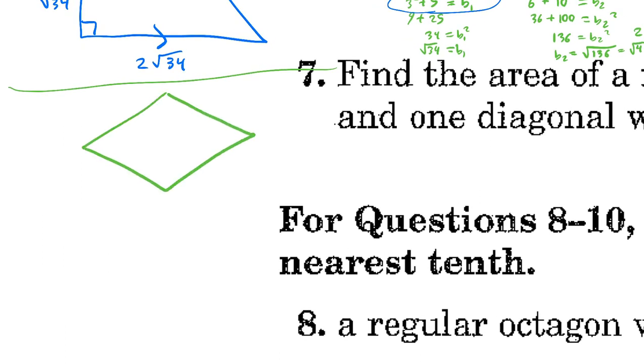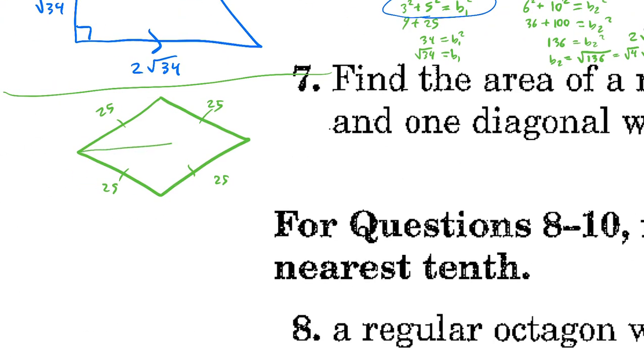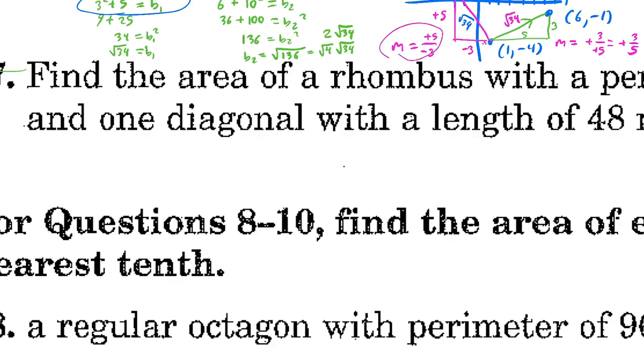But there's 4 congruent sides, so we divide that 100 up, and we get that each side is 25. Okay, and then it tells us that one diagonal is of length 48, so it doesn't matter which one in the drawing. But we do know the diagonals bisect each other because it's a parallelogram, and because it's a rhombus, they're perpendicular, so that 48 gets divided into 24 and 24.